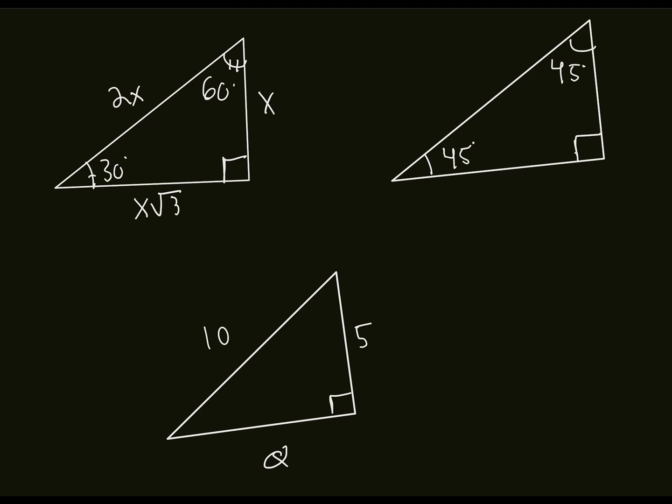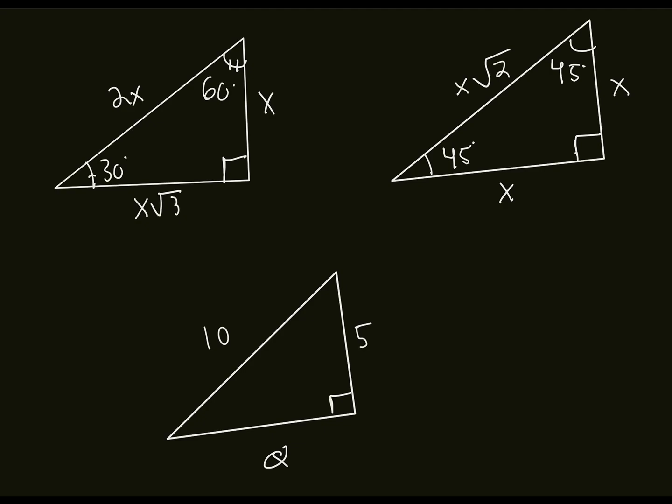And now let's move over to this 45, 45, 90 triangle. So all it is, it's going to be x and x for the legs, and then for the hypotenuse it's going to have a length of x square root 2.